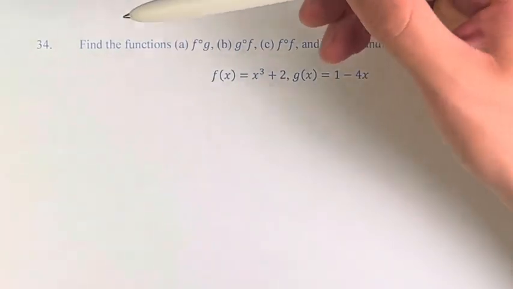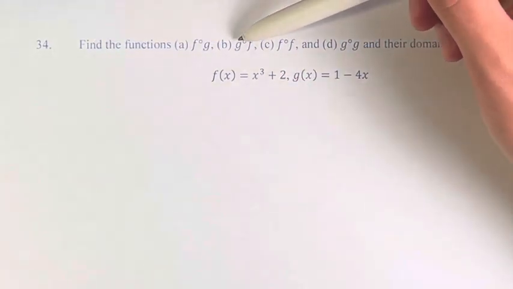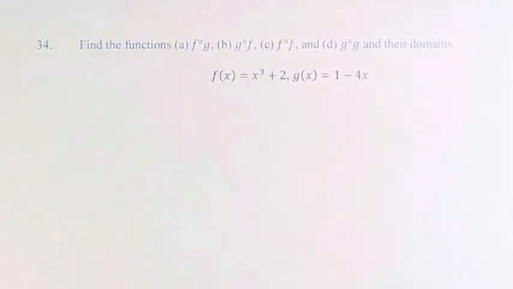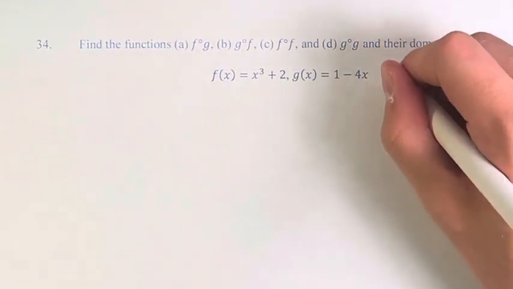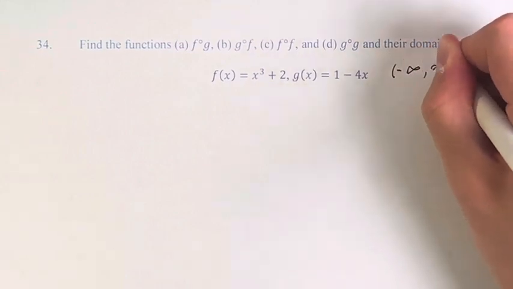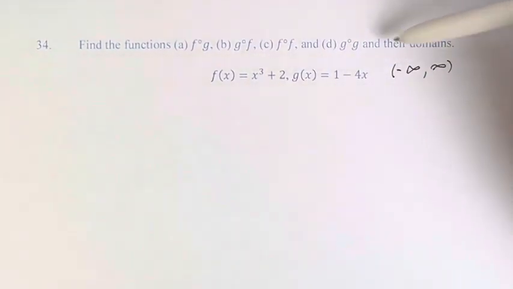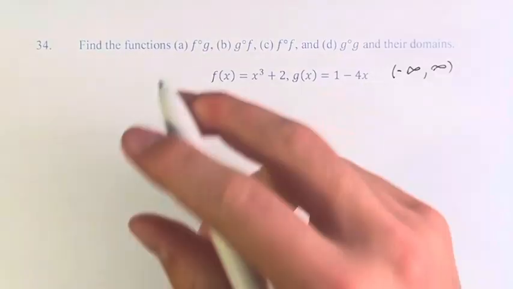In this problem, we're trying to find the functions f of g, g of f, f of f, and g of g, and to find their domains. So the first thing to notice is that we have two polynomials here, whose domain is all real numbers. Therefore, the domains of all their compositions that we have here are also going to be all real numbers.